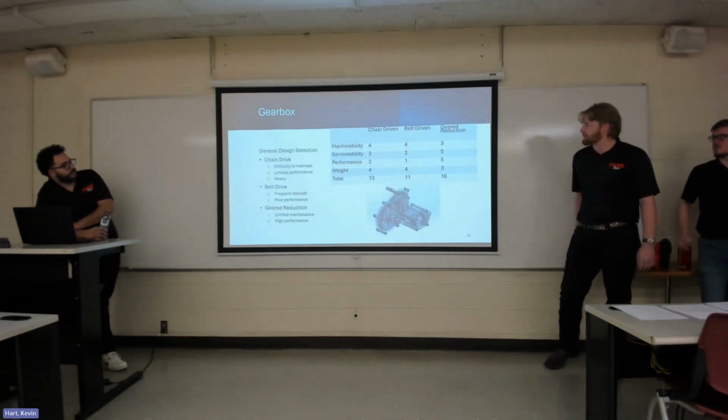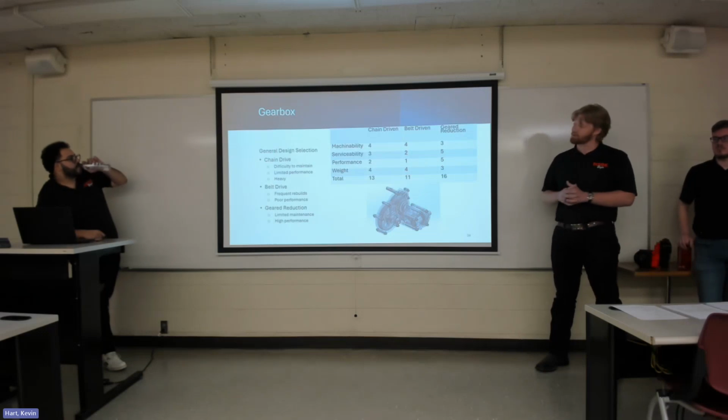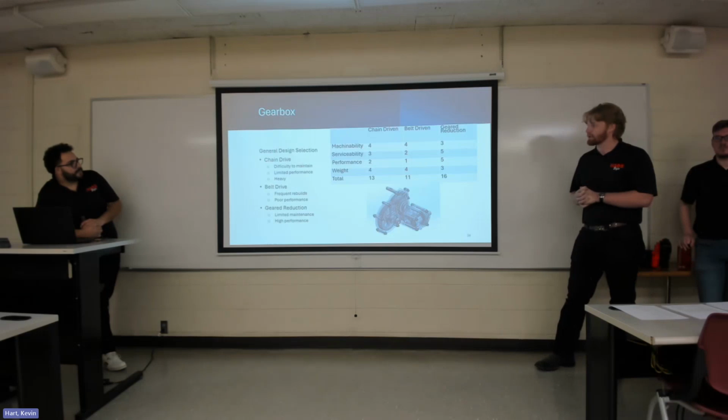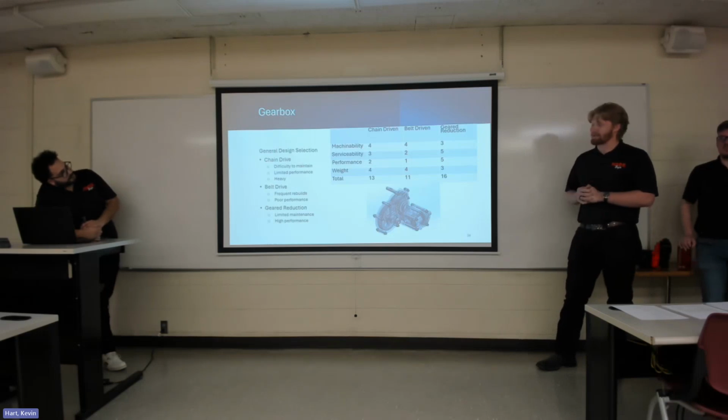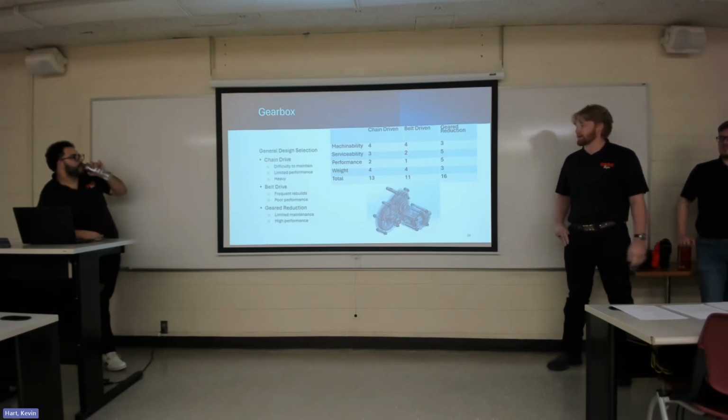And then we went through a design matrix. We were thinking about different options for how we could make this reduction possible. We went through chain drive, belt drive. We ended up deciding on a geared reduction. The chain drive is pretty difficult to maintain. If any of you know the green car, that one used to be a chain drive and it was a nightmare. It's also a little bit limited performance, and with that system, it was super heavy.